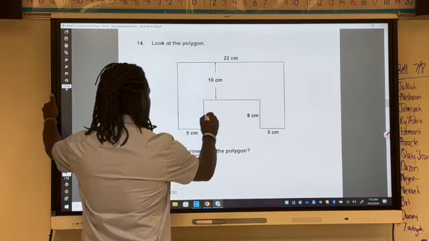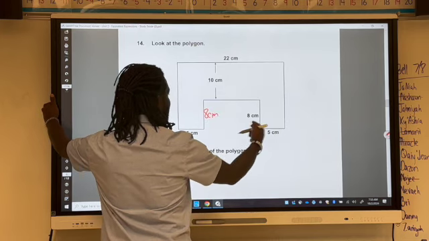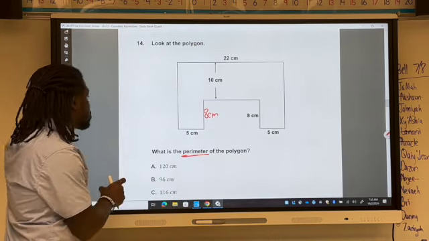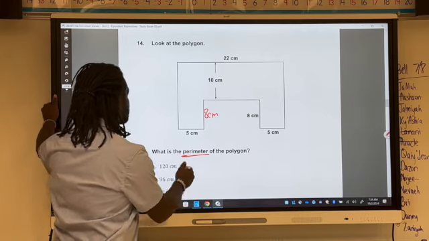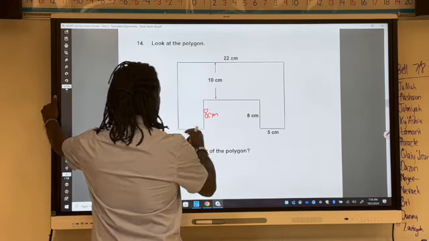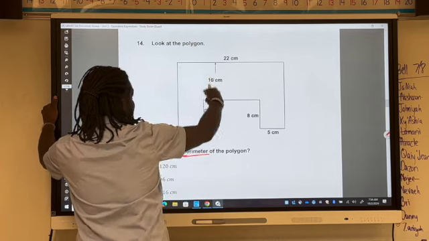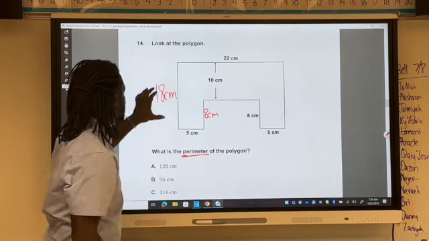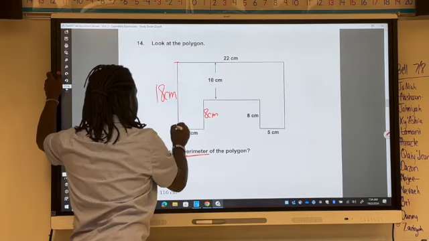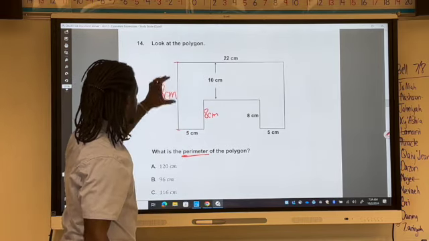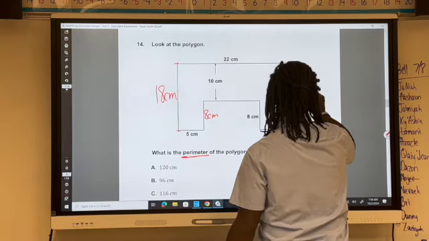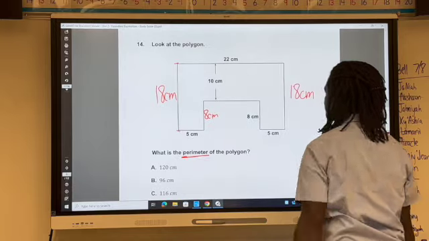For this one, I know that this is 8 centimeters. I'm going to use what I know to find what I don't have. If this is 8 centimeters and this is 10 centimeters, then that tells me that this is 18 centimeters, because from here to here is made up of 8 and 10. Same thing on the other side, this is also going to be 18 centimeters.